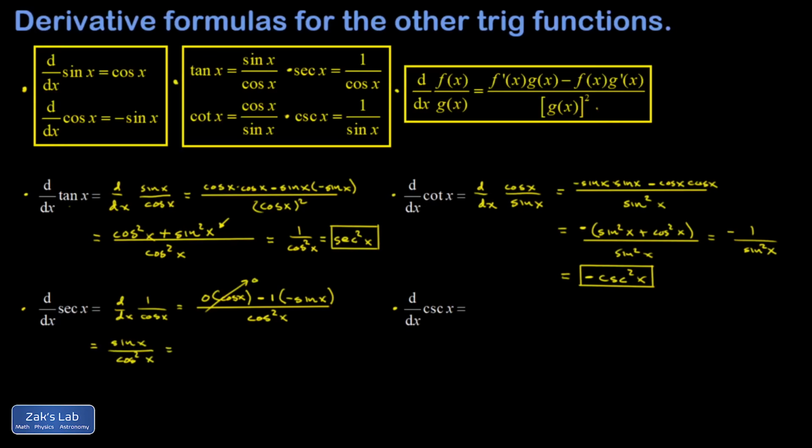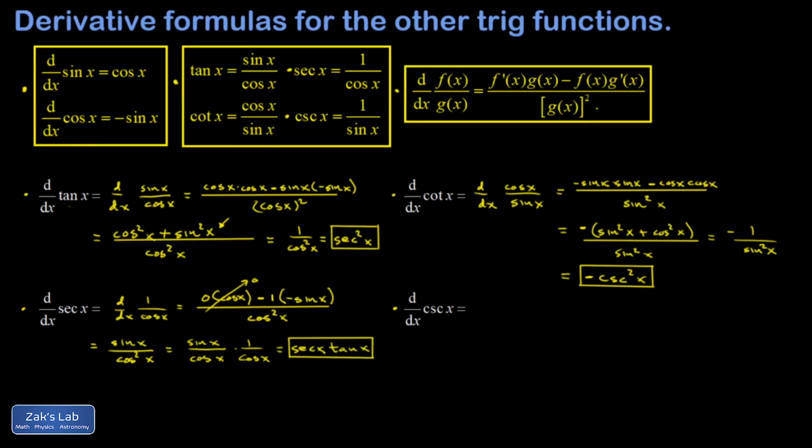And you could leave it that way, but more typically, we would split off a sine x over cosine x, recognizing that that gives us a tangent. And then we're going to have a leftover 1 over cosine x, which is a secant. And it's normally written with the secant first. So secant x, tangent x.